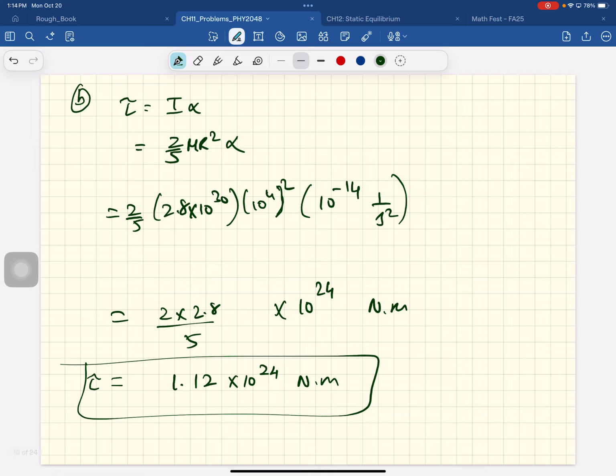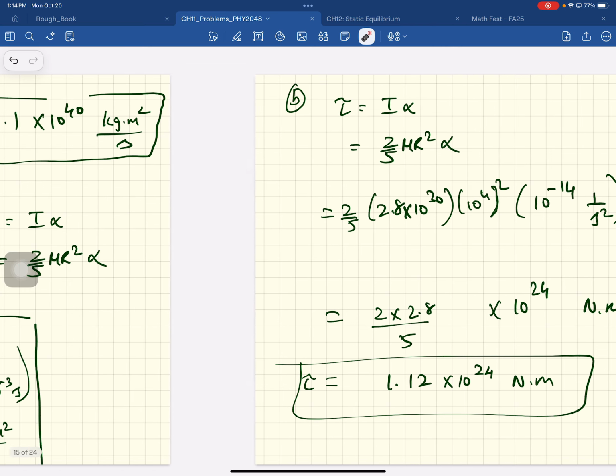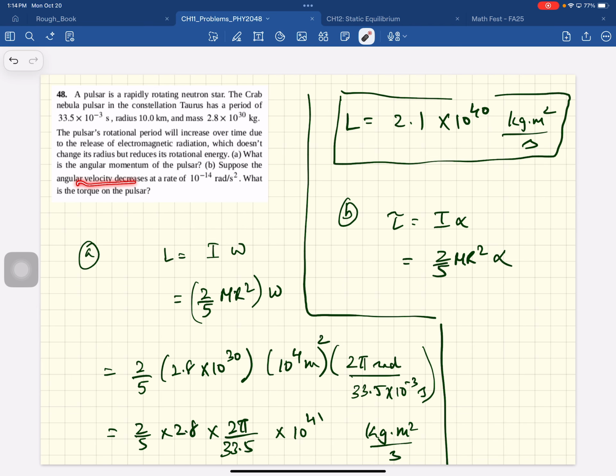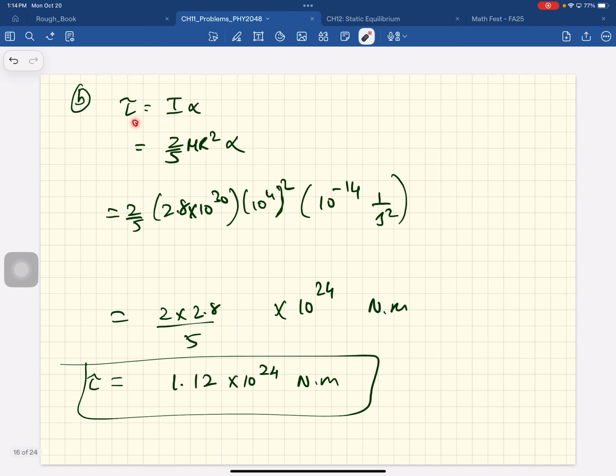Why did you put torque equals the inertia times the alpha? Well, they give you alpha. They are giving you the rate at which the angular velocity is decreasing. So they're giving you alpha, and torque is I times alpha. Oh, okay, I see.